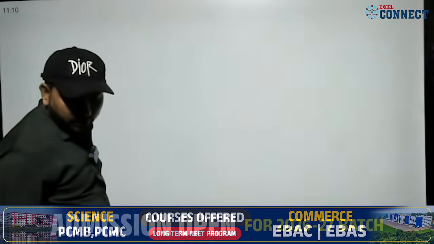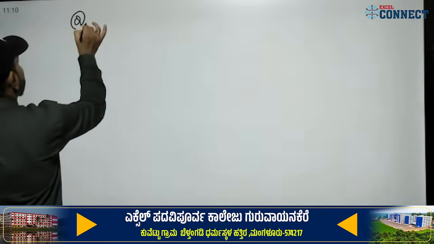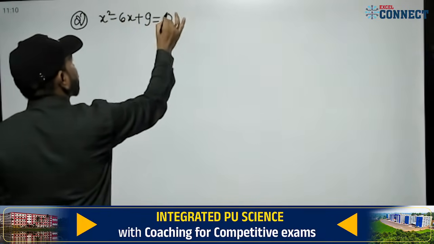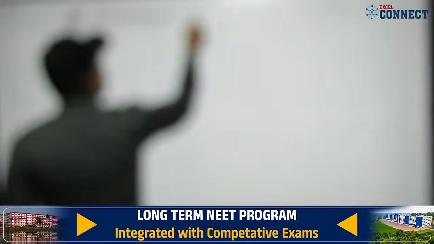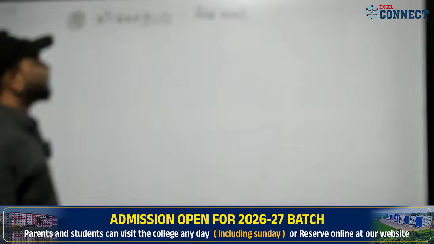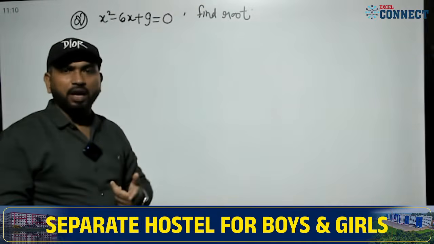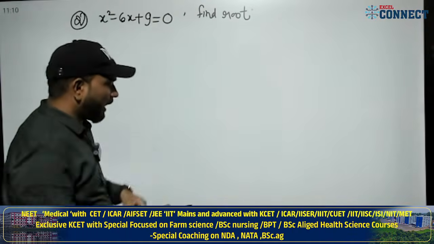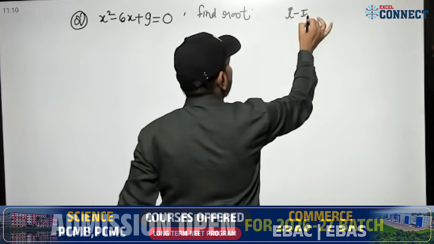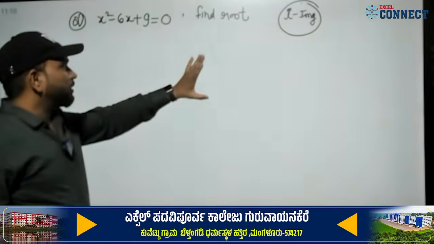Now see, suppose I give this question: x square minus 6x plus 9 is equal to 0. If I say find the roots, then you can say one thing. Also, find whether the roots are equal or not equal, real or imaginary. Iota means imaginary number. I will discuss it in detail. Don't worry about this imaginary number, just write it. I will discuss in detail.